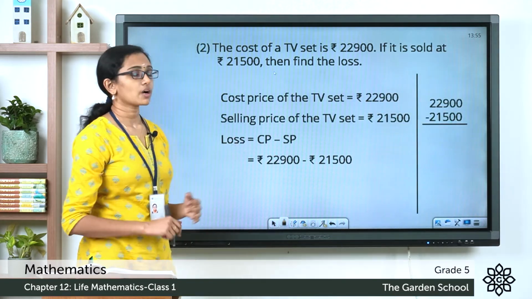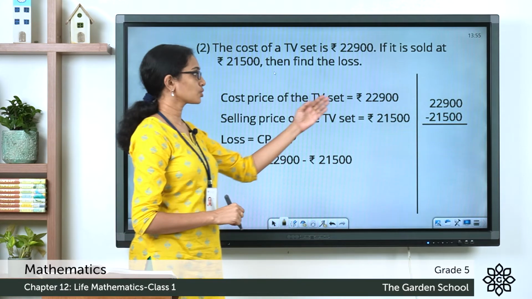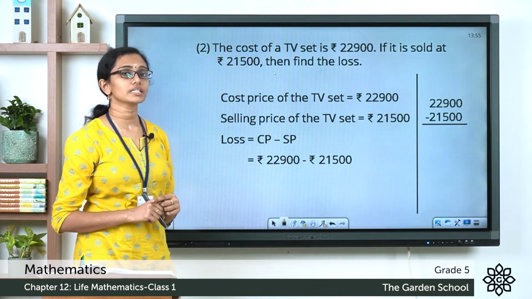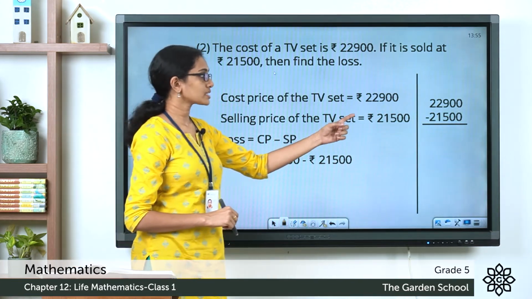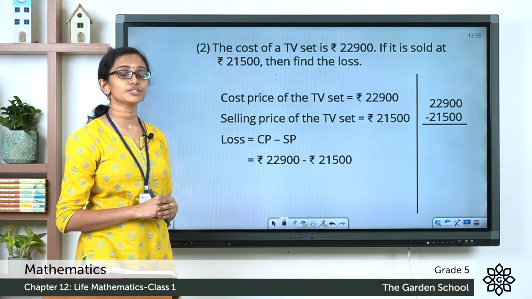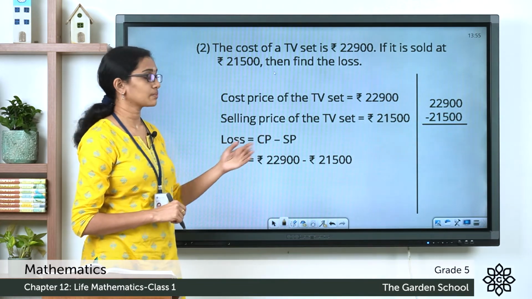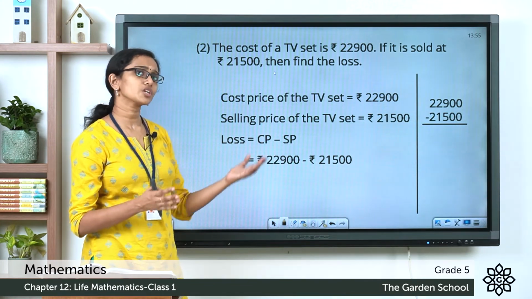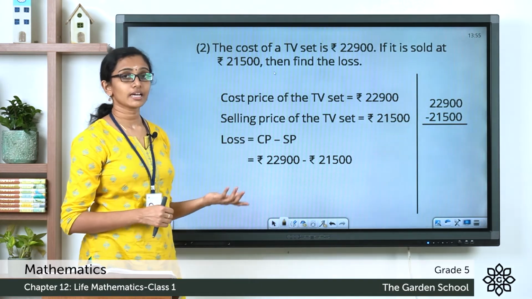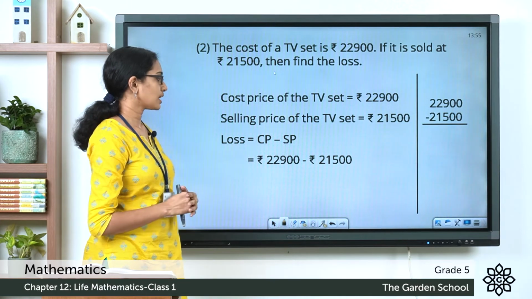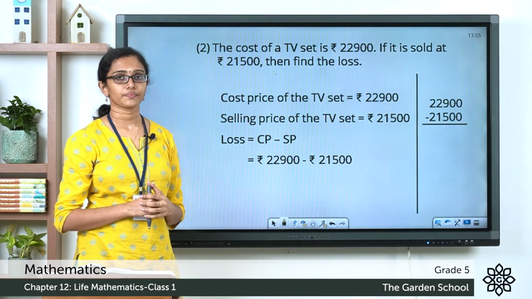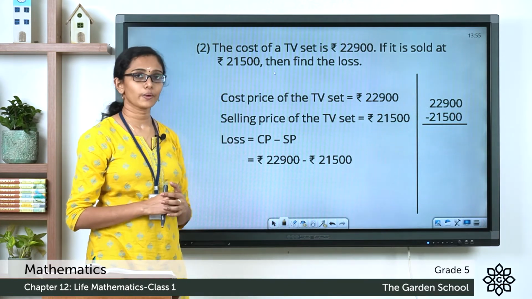So let's see how we can find out the loss in this business. So cost price of the TV set is equal to rupees 22,900 and the selling price of the TV set is equal to rupees 21,500 and hence the loss is equal to the cost price minus selling price. So when it is loss, the cost price will definitely be the higher one. So cost price minus selling price is equal to rupees 22,900 minus 21,500. So let's do the subtraction in the working column.